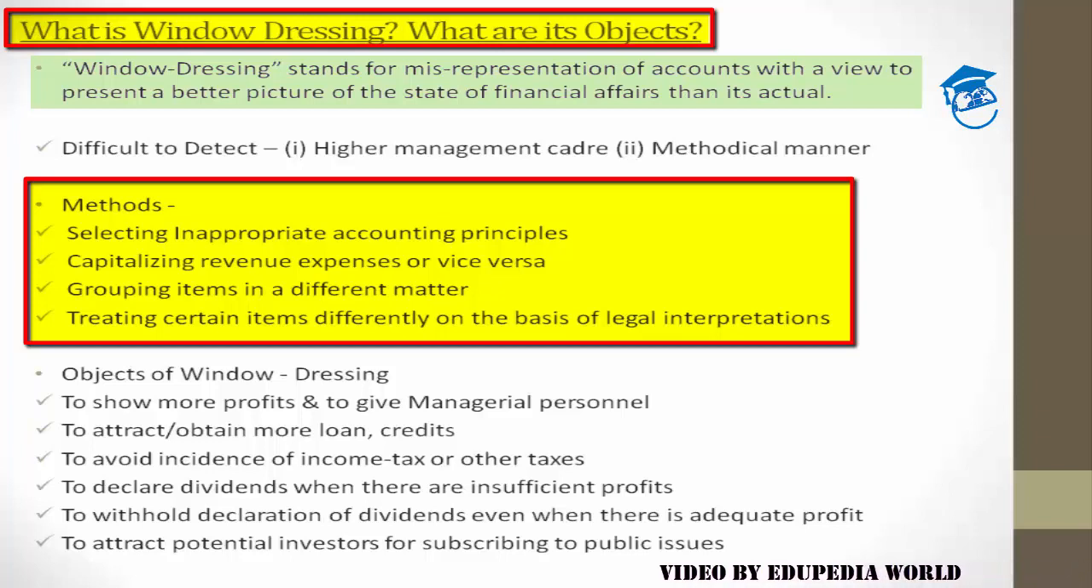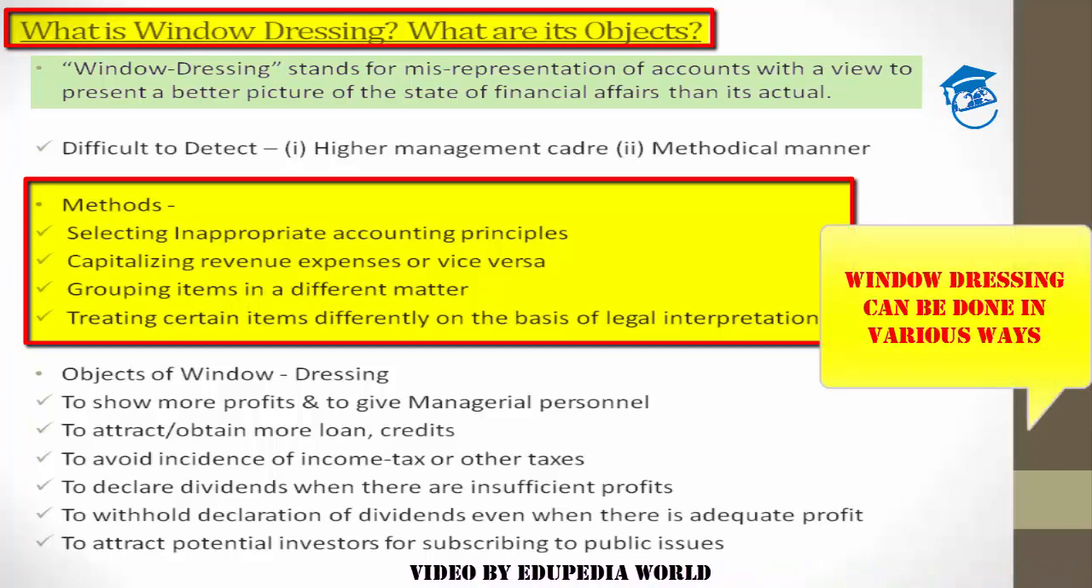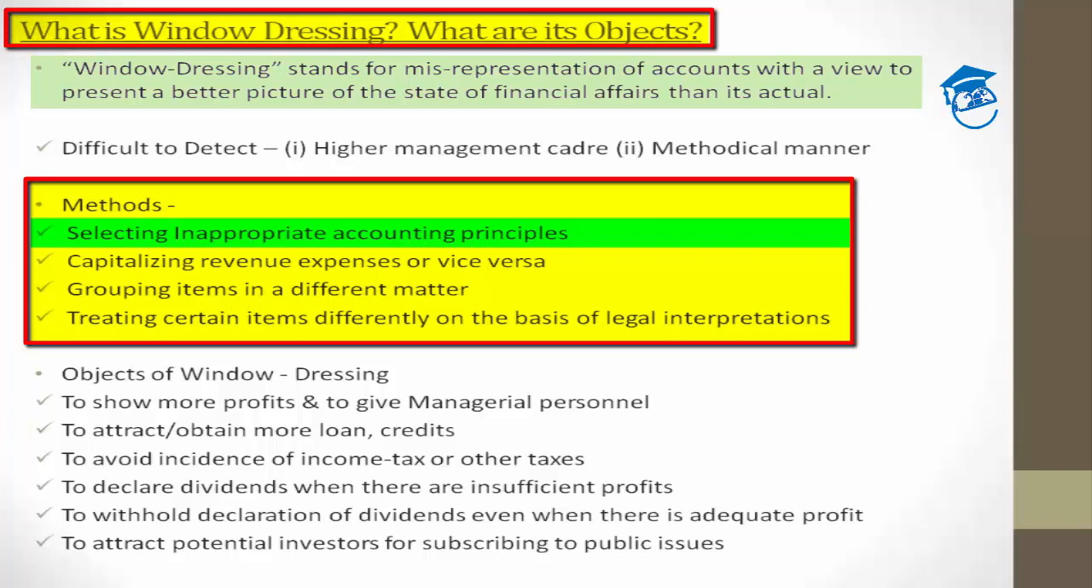Now comes methods. So window dressing can be done in various ways. If I have to quote some examples to you: selecting inappropriate accounting principles. Number one, in case of depreciation, or some other policy which is being provided by the Institute of Chartered Accountants of India or guidelines, but somehow you have selected some inappropriate accounting policy. That is number one. You'll be window dressing in that case.